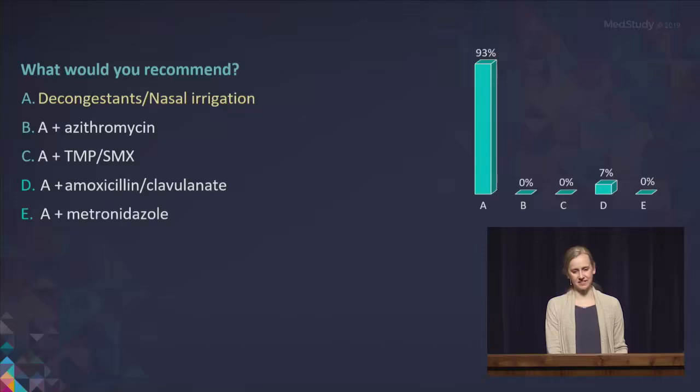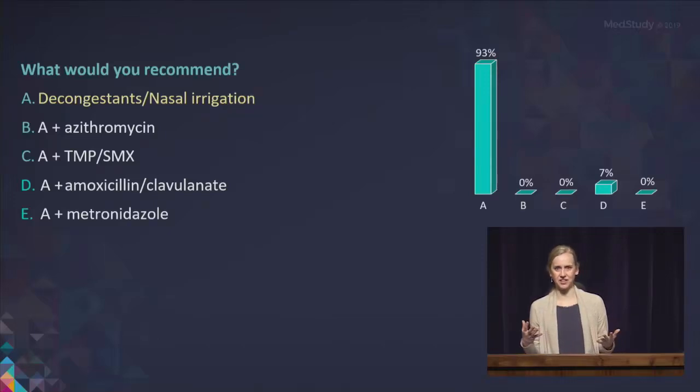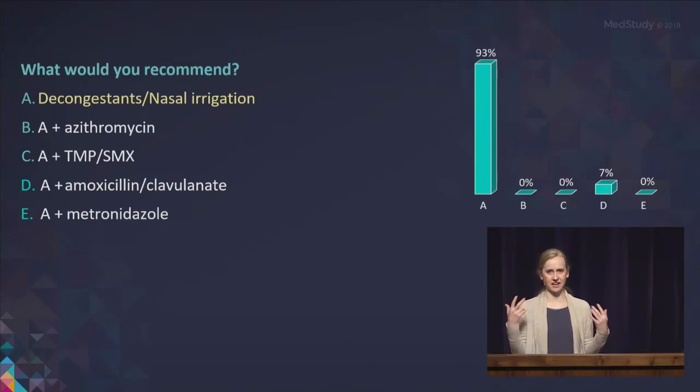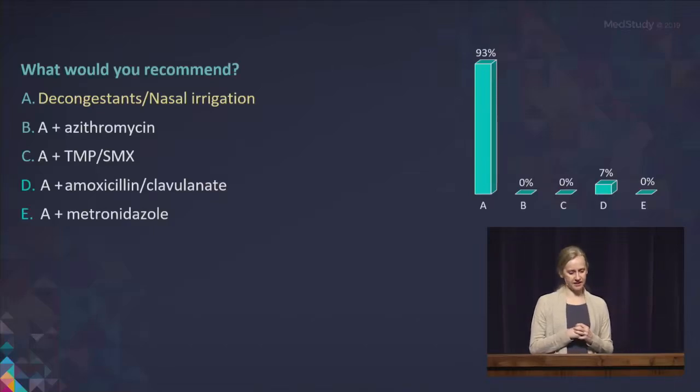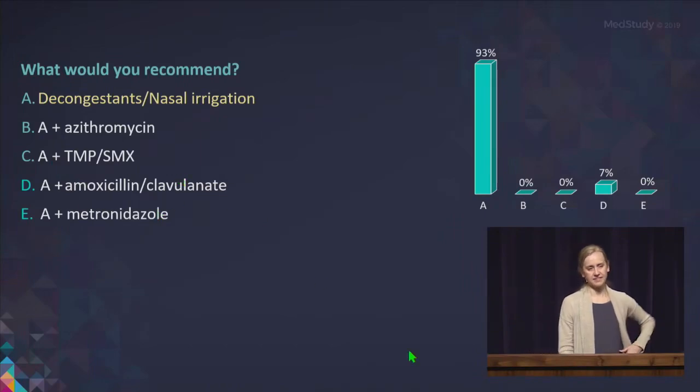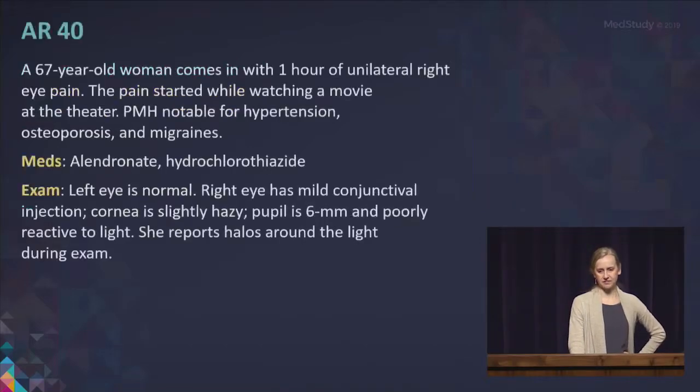Perfect. Decongestants, nasal irrigation. So she doesn't have these criteria. She doesn't have second sickening. She doesn't have high fever. She doesn't have unilateral facial pain, right? So we're not going to give this lady an antibiotic. If we were going to give her an antibiotic, then we would give her amoxicillin clavulanate, right? So D is our second best choice if she met criteria for any reason.